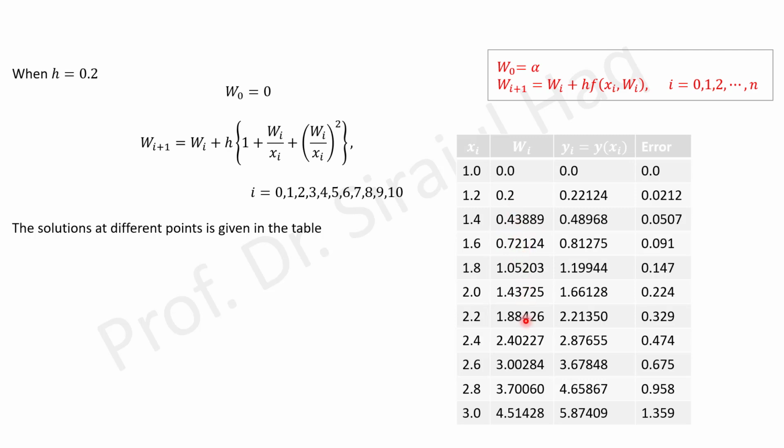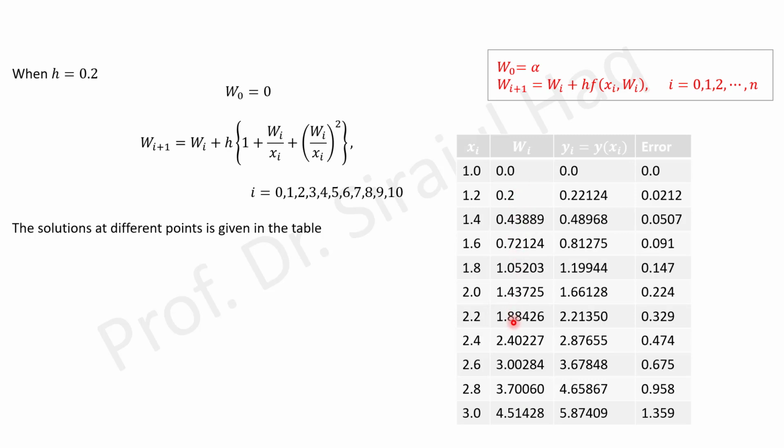This process will continue until you reach up to 10. When you reach 10, this will be W11, W10 divided by X10. You can see here I started from X0, so 1, 2, 3, 4, 5, 6, 7, 8, 9, 10, 11. So W11 is the solution of your problem when i is equal to 10, at x is equal to 3. This is the column corresponding to the approximate solution of your problem.